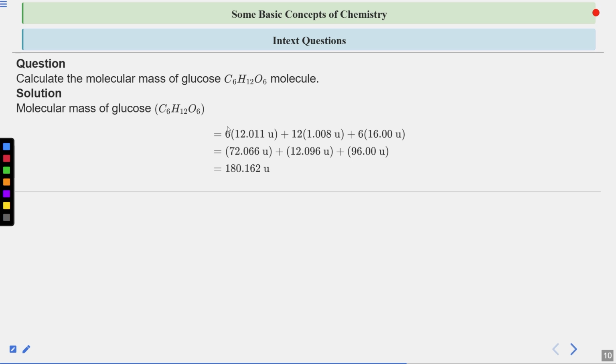So we have multiplied 6, which is the number of carbon atoms, with the atomic mass unit or the unified mass of carbon. Then we have multiplied 12, which is the count of hydrogen atoms, with the unified mass of hydrogen, and again 6, which is the count of oxygen, multiplied by the unified mass of oxygen atom. If you carry out this calculation further, you will get the molecular mass of glucose as 180.162 U. Again, remember, the unit here is very, very important for you.